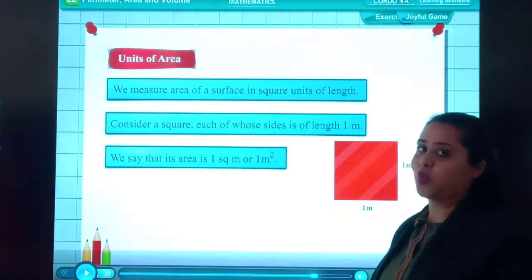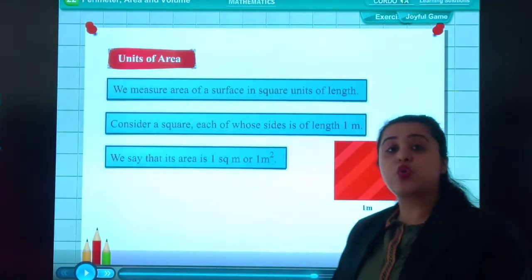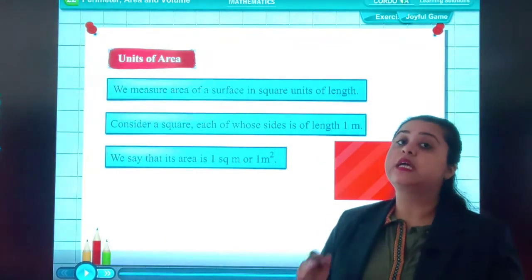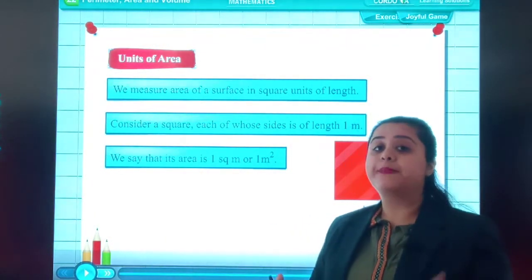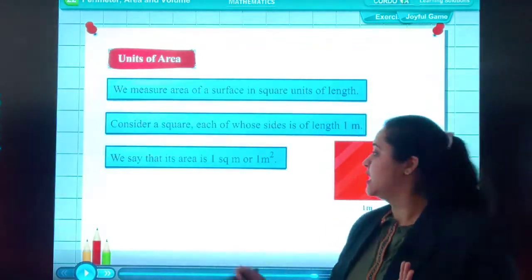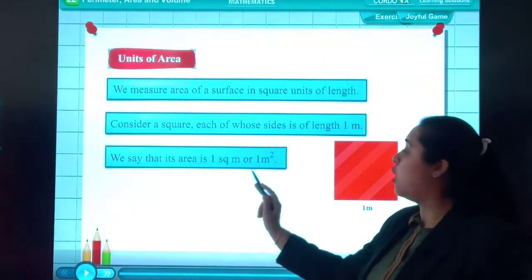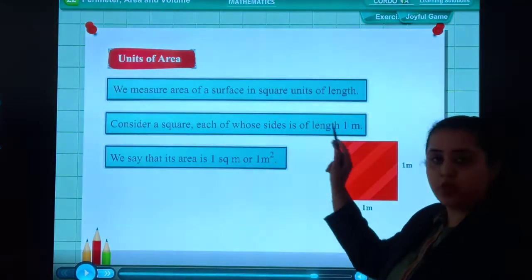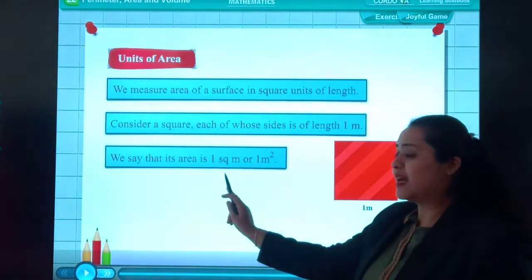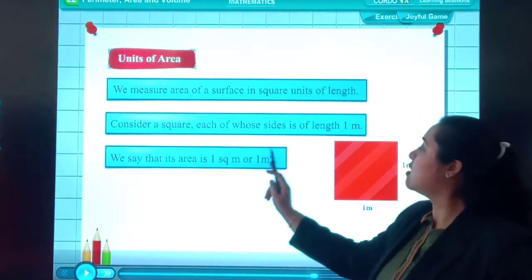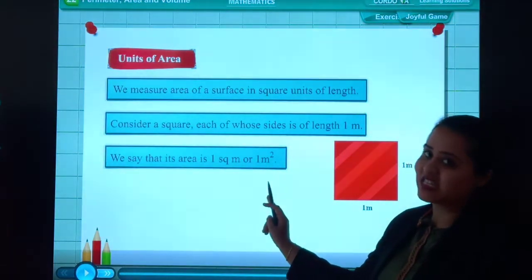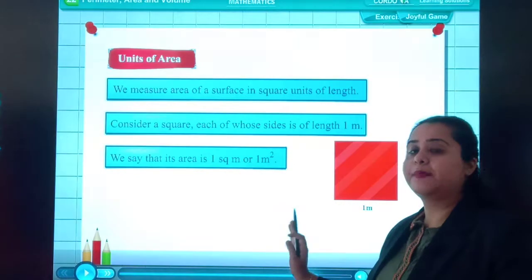We always use square units. If in the question meter is used, then the answer will be meter square. Understood? We say that its area is 1 square meter or 1 meter square. You can write your answer in this way, or 1 meter square.